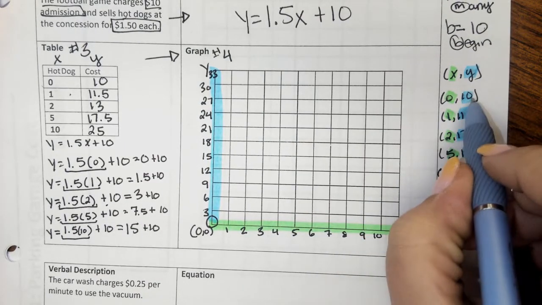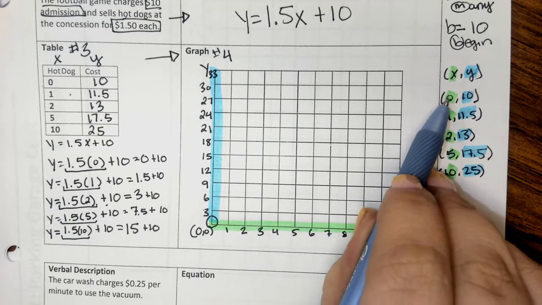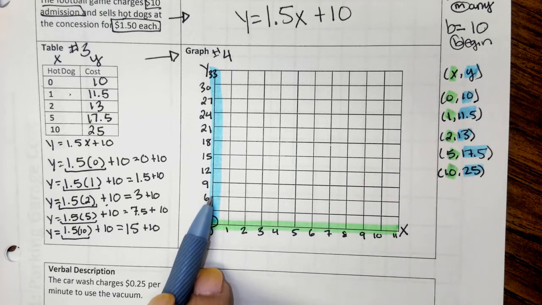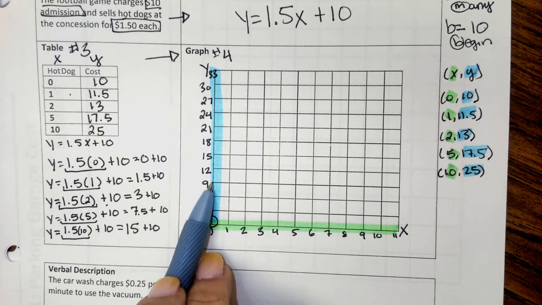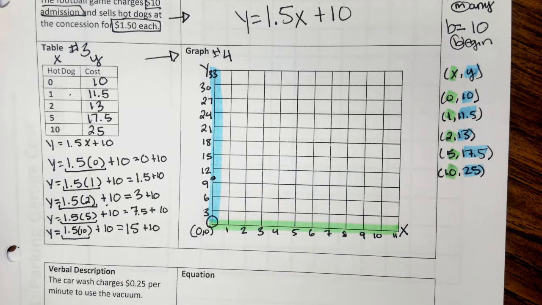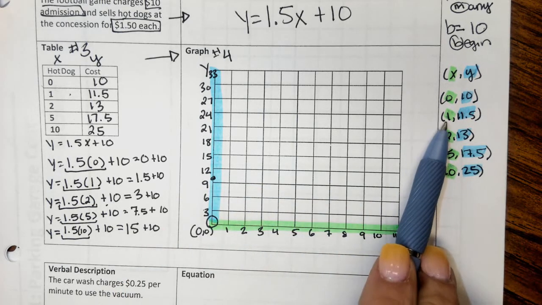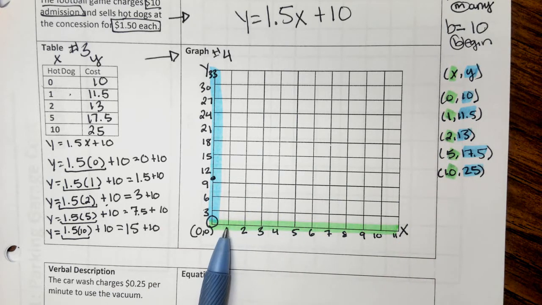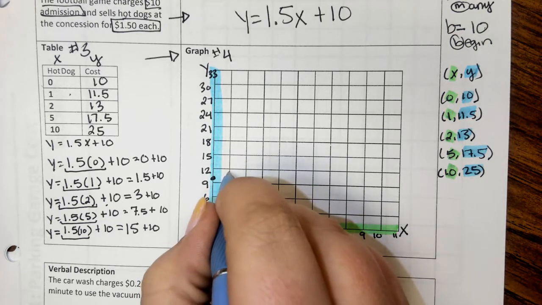The first ordered pair is 0, 10. The x number has to be 0, so here's a 0, and the y number has to be 10. 10 is between 9 and 12, and it's closer to 9, so maybe I'll put that right there. The next ordered pair is 1, 11.5. Green number is 1, blue number is 11.5, which is close to 12.